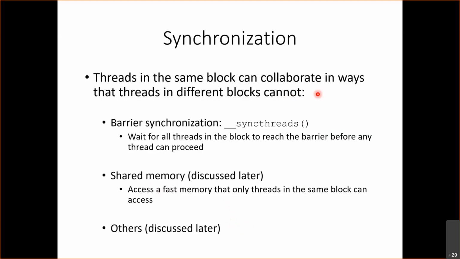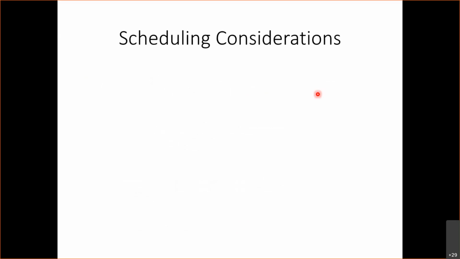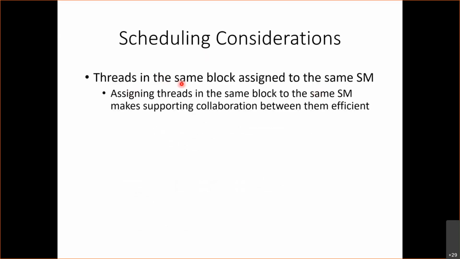And this is the motivation for assigning threads to SMs at a block granularity. When we assign threads in the same block to the same SM, this makes it easier for us to support collaboration between these threads efficiently. When the threads in the same block are on the same SM, and they need to synchronize or wait for each other, they don't have to communicate across SMs because they're all in the same SM. So it makes that kind of collaboration more efficient to support.